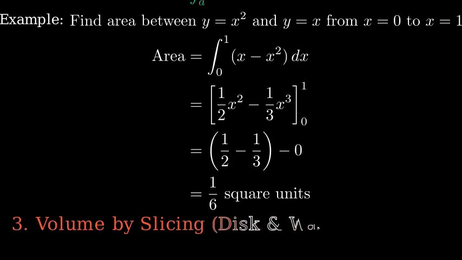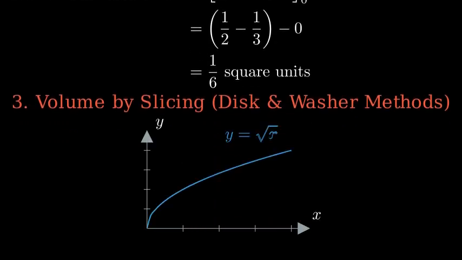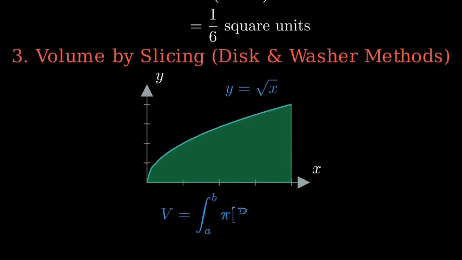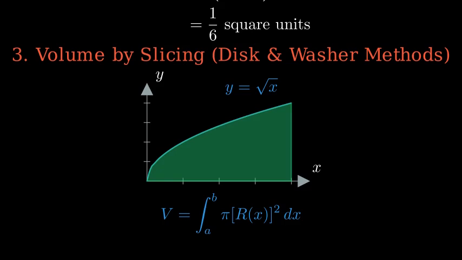Our third application is finding volumes by slicing, specifically using the disk and washer methods. When we rotate a region about an axis, we create a three-dimensional solid. The disk method is used when there's no hole in the resulting solid. For a region bounded by y equals f of x, the x-axis, and the vertical lines x equals a and x equals b, when rotated about the x-axis, the volume is given by the integral from a to b of pi times the radius squared dx. Here, the radius is f of x.